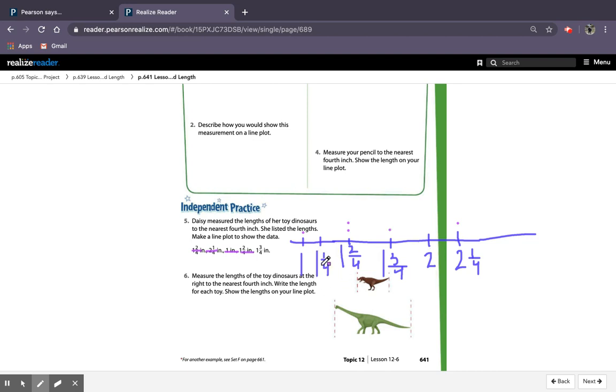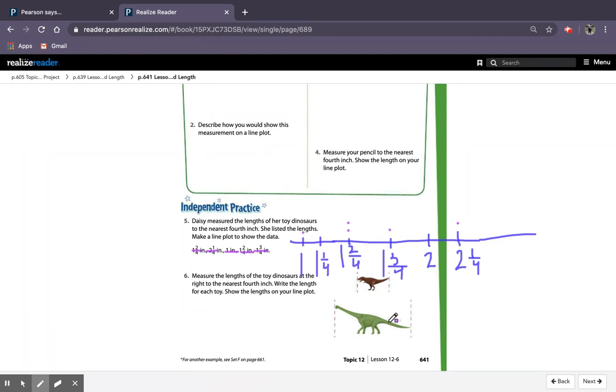So yeah, I didn't need the 1 1/4 or the 2 here, but like I said before, the way I would do it is having all those measurements in there, so you know how much space should be between it, so it's still accurate, because it's not like the 1 is going to go right next to 1 2/4. That 1 1/4 is going to be in between there, even if it's not one of the lengths we're using. And then down here, it says measure the lengths of the toy dinosaurs at the right to the nearest 4th inch. Write the lengths for each toy. Show the lengths on your line plot.